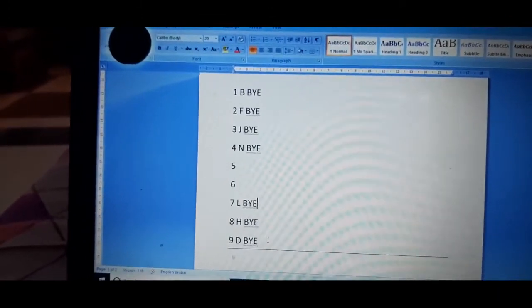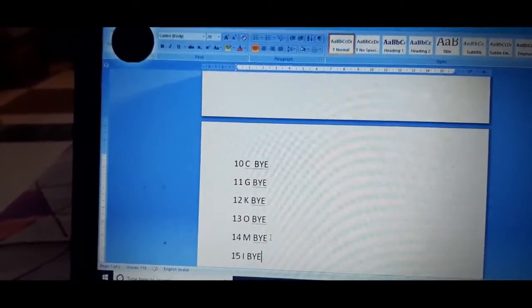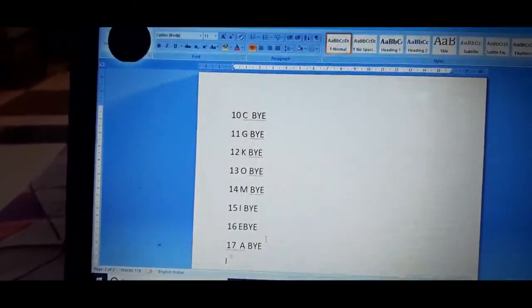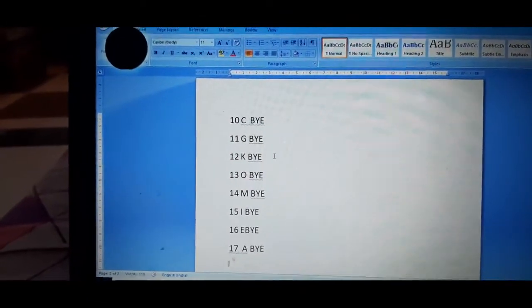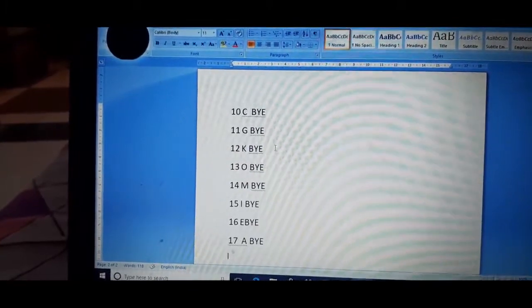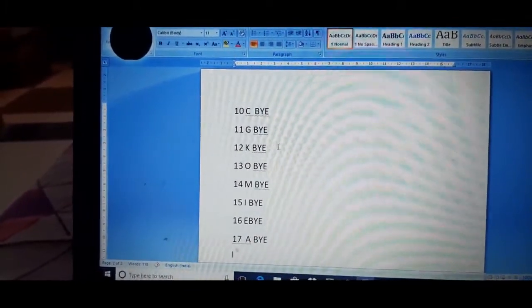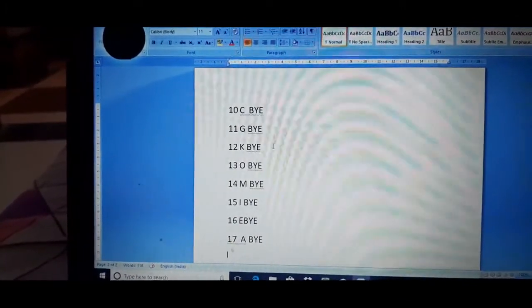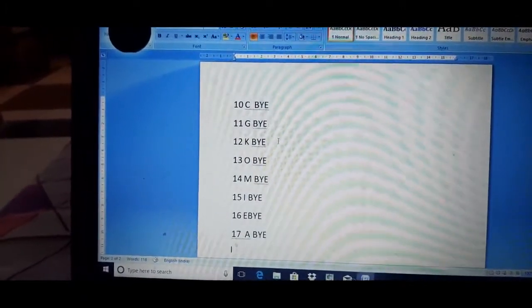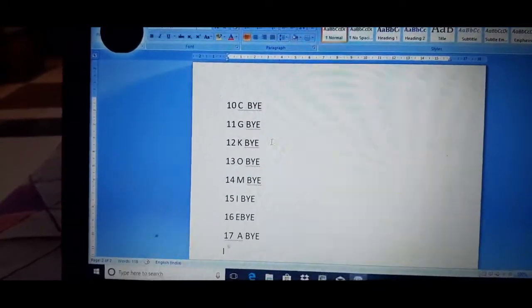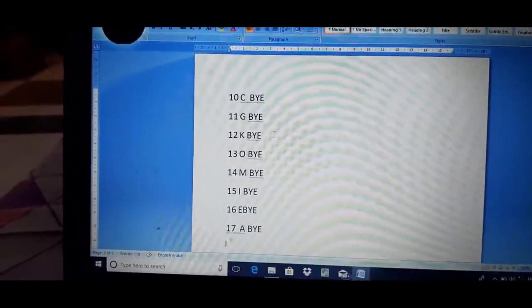And in the lower half, it is pretty much clear, okay. There is C playing with G, K playing with O, M playing with I, E playing with A, okay. So it's pretty much clear. They have cleared the first round and they will be playing in the next round, okay.